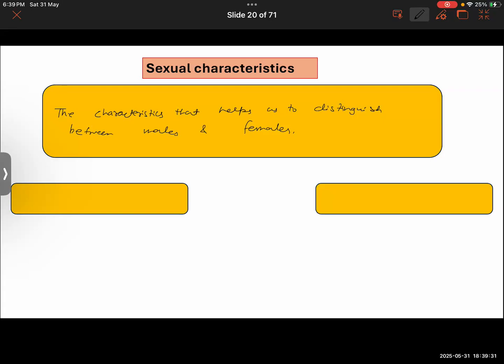One is the primary sexual characteristics, which are present in them by birth. And that is how we are able to distinguish them. They are basically the different reproductive organs of the males and females, right?